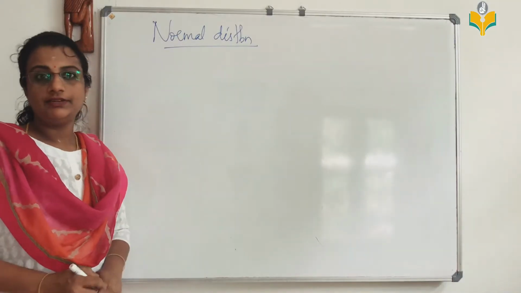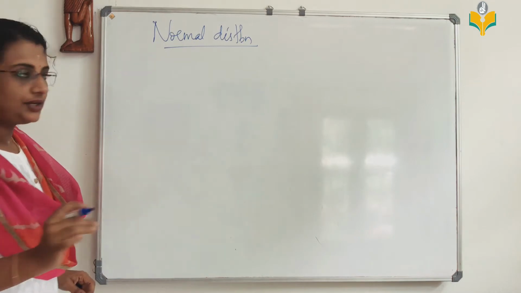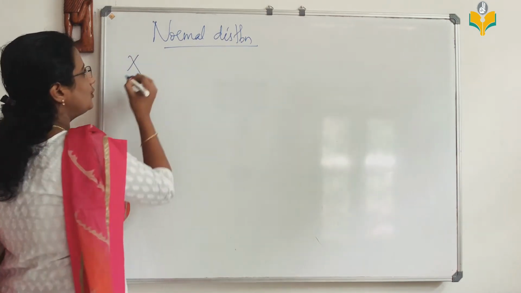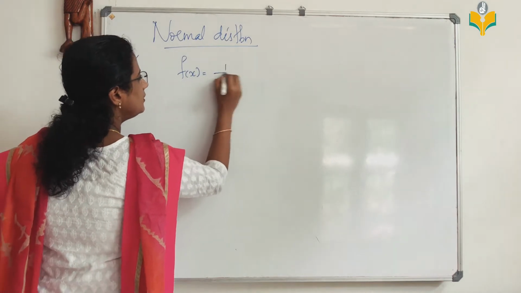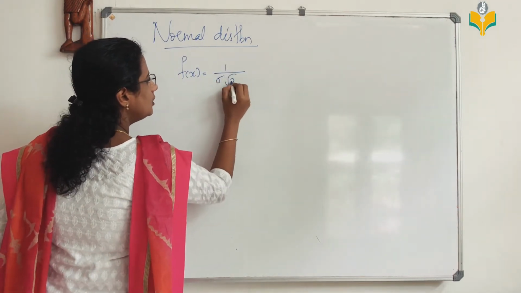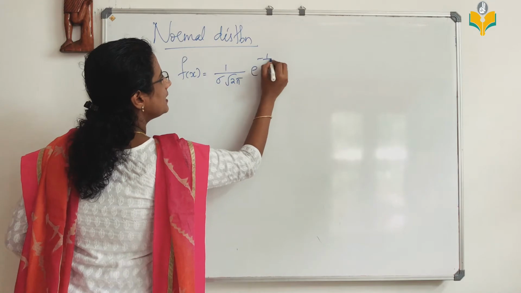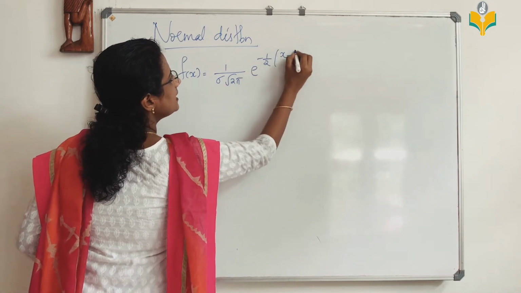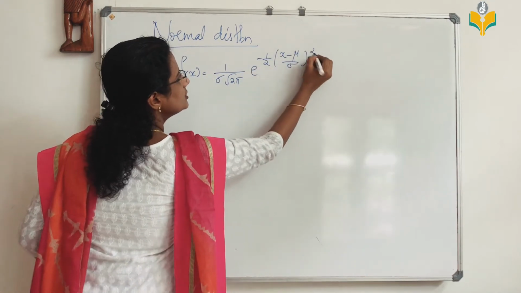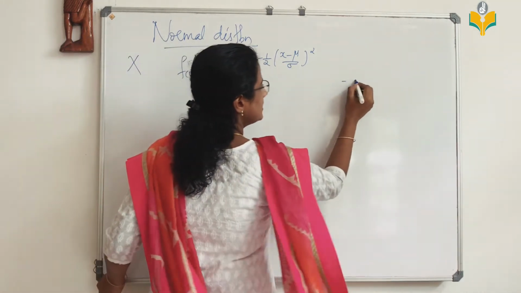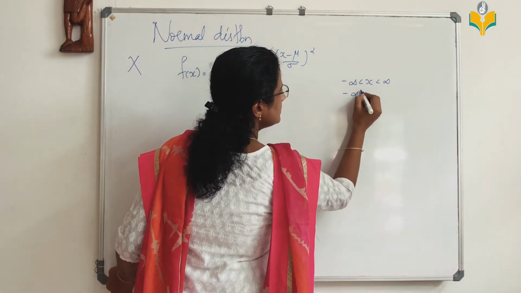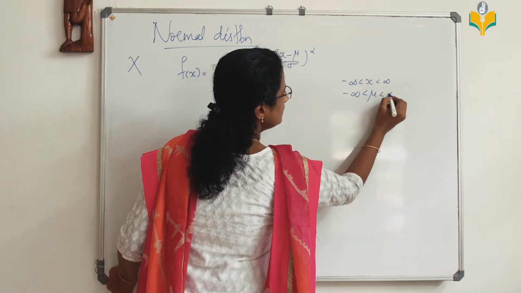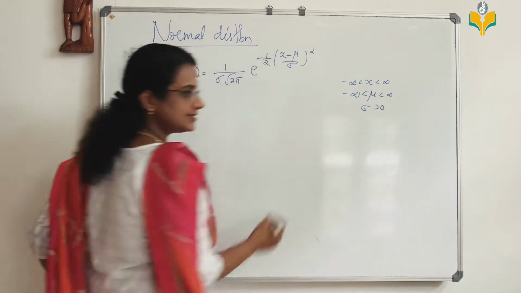Now moving to the definition of normal distribution, a continuous random variable x is said to follow a normal distribution if its PDF is given by f of x equal to 1 by sigma root 2 pi e raised to minus half into (x minus mu by sigma) the whole square. Here x ranges from minus infinity to infinity, mu ranges from minus infinity to infinity, and sigma is greater than 0.